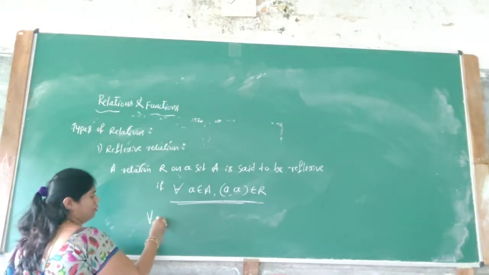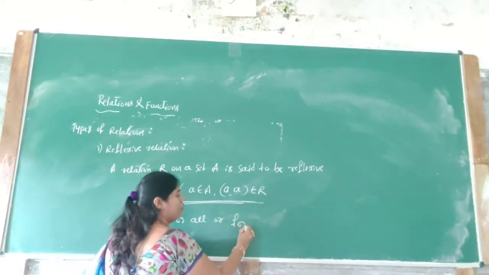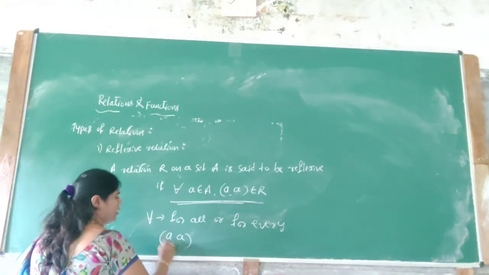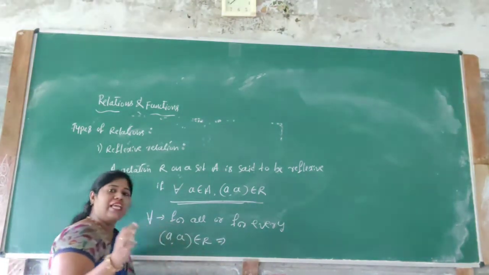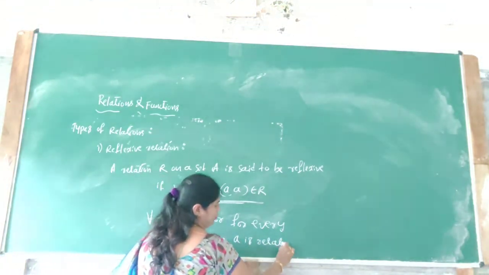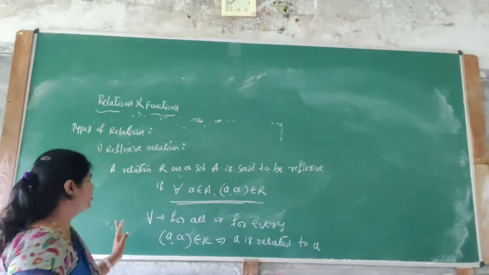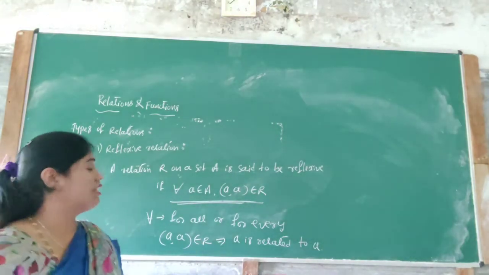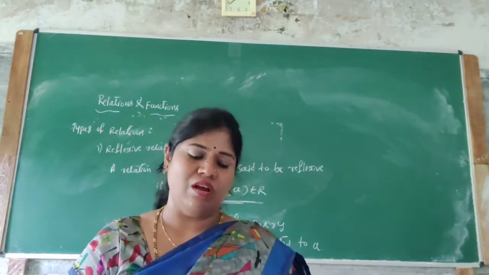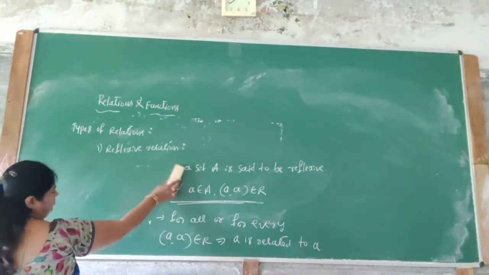Here, we can also use the words "for every". (a, a) belongs to R implies a is related to a. So, what is the definition of a reflexive relation? A relation R on a set A is said to be reflexive if for all a belongs to A, (a, a) belongs to R. We can give examples of a reflexive relation. It is coming in the examination, okay?